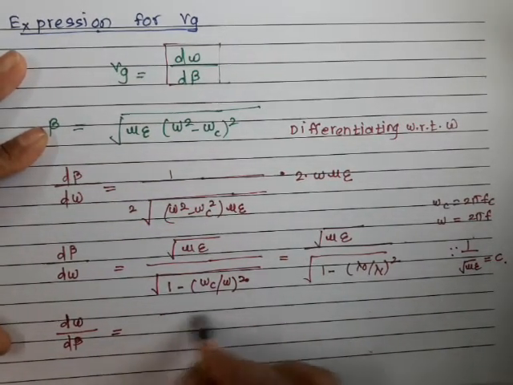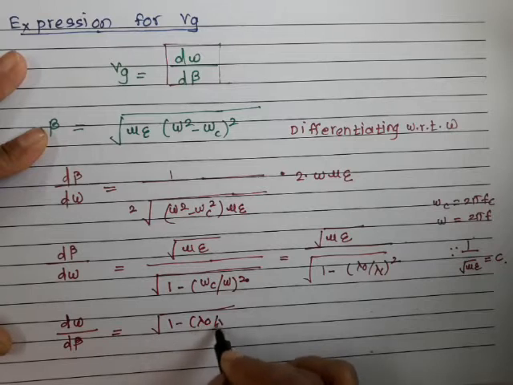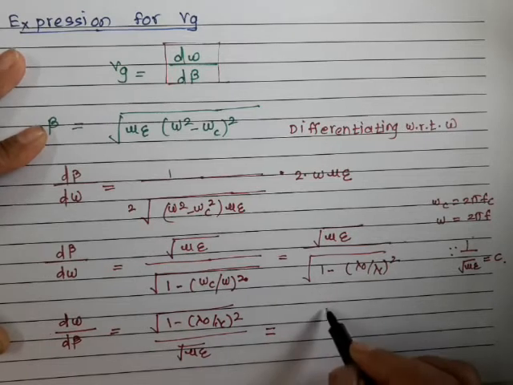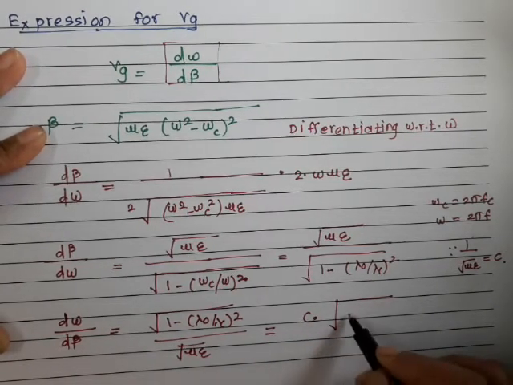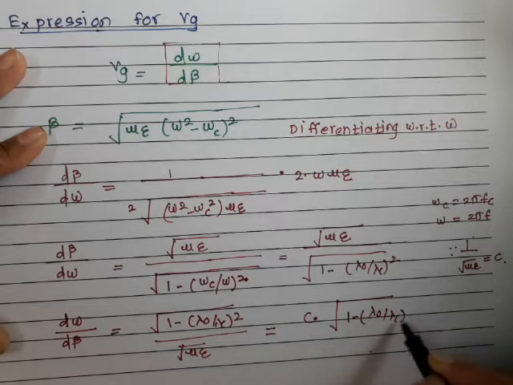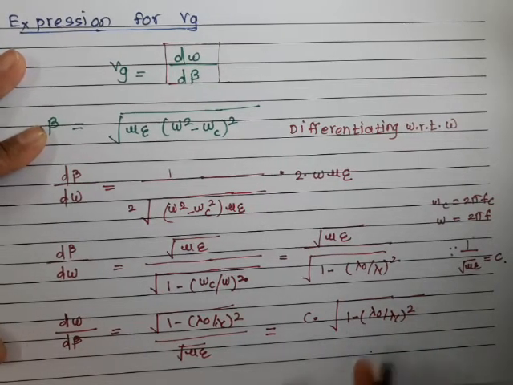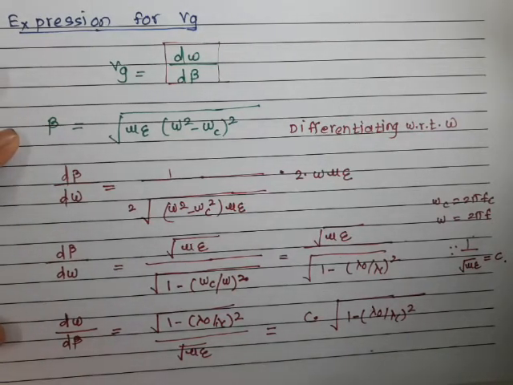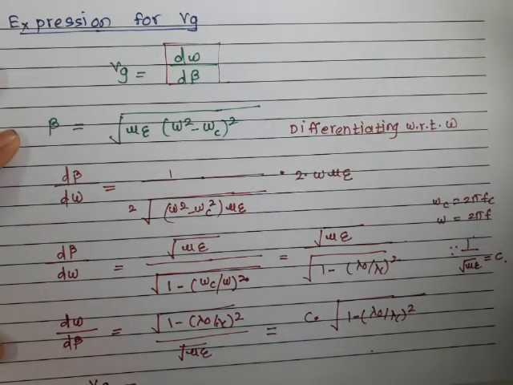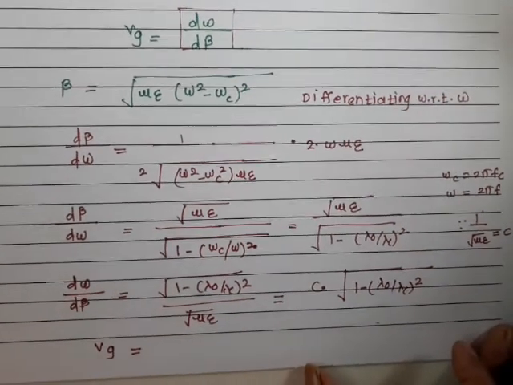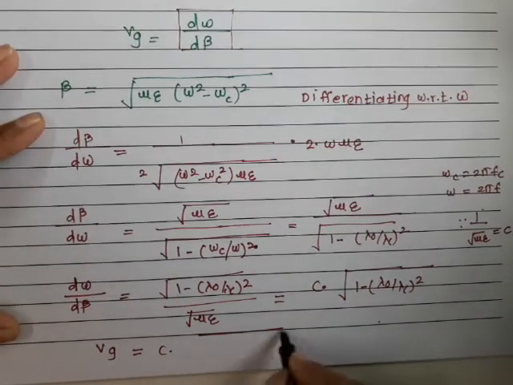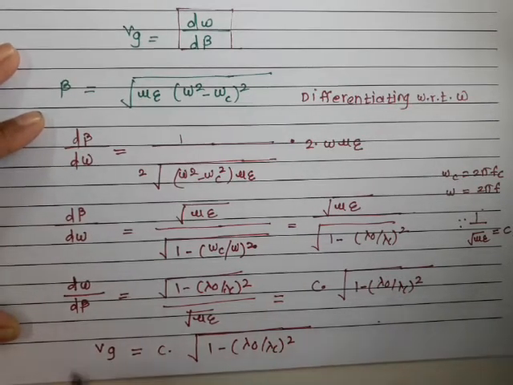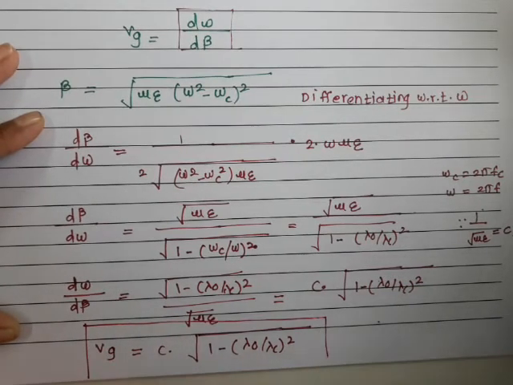So this will be root of 1 minus lambda 0 by lambda c whole square, divided by root mu epsilon. So further solving we get c into root of 1 minus lambda 0 by lambda c whole square. So this is nothing but the expression for the group velocity. So the group velocity Vg is equal to c into square root of 1 minus lambda 0 by lambda c whole square. So the final expression for Vg is this one.